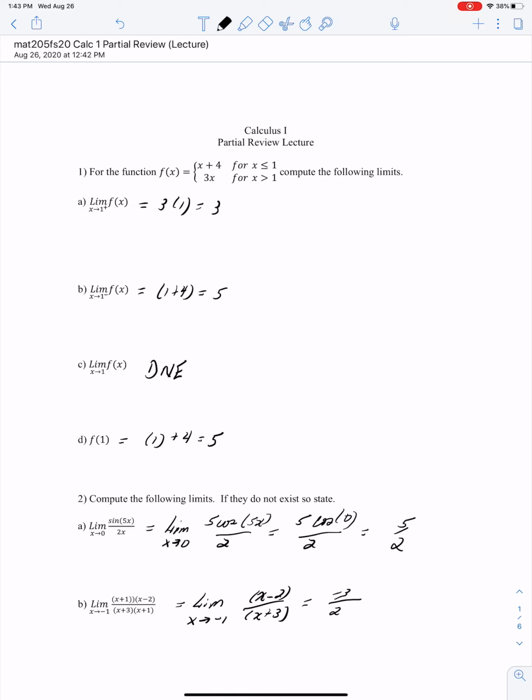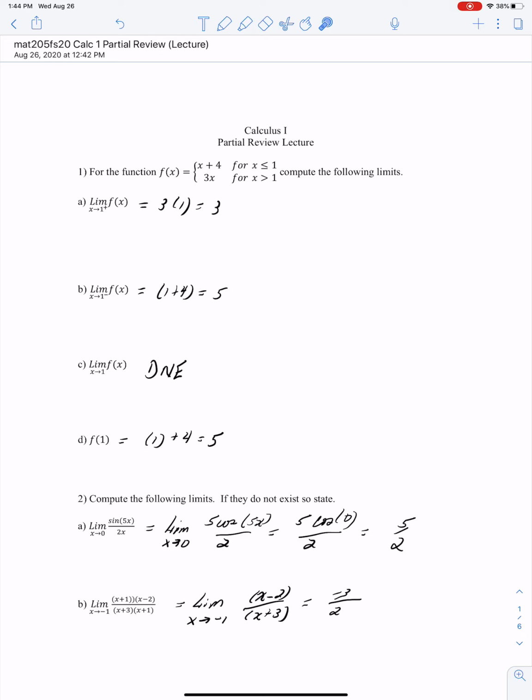All right, so today we're going to look at a little bit of Calc 1 review. To begin with, we have a piecewise defined function here, and I'm asking what's the limit as x tends to 1 from the right of my function? Well, if I'm to the right of my function, then I have to use the rule 3x, and the answer is 3 times 1, which is 3.